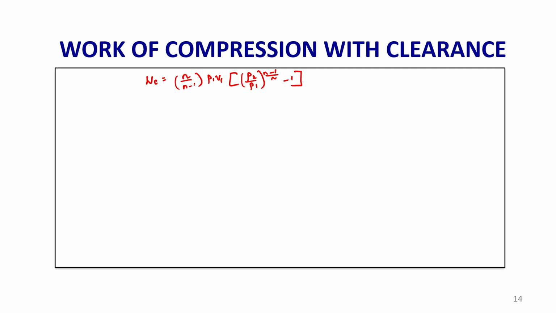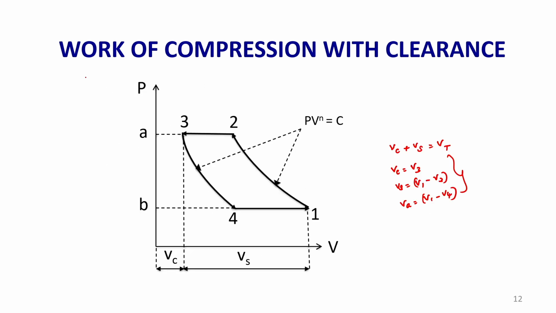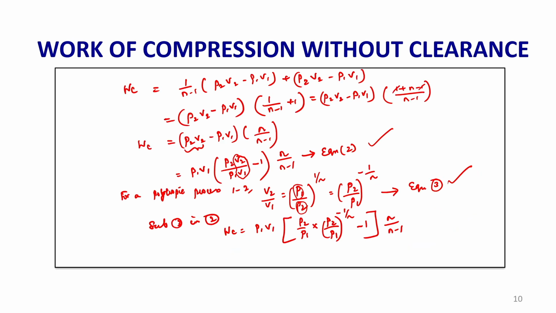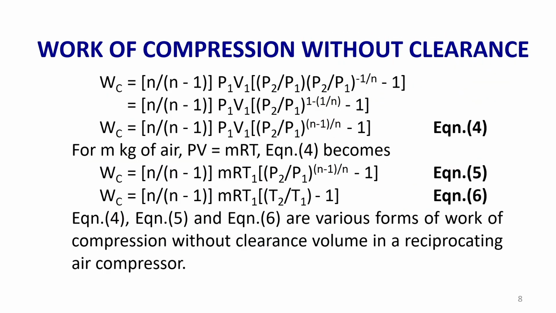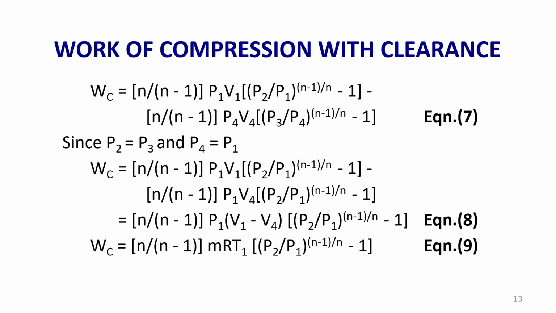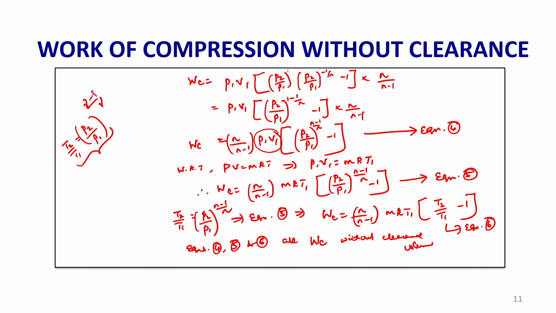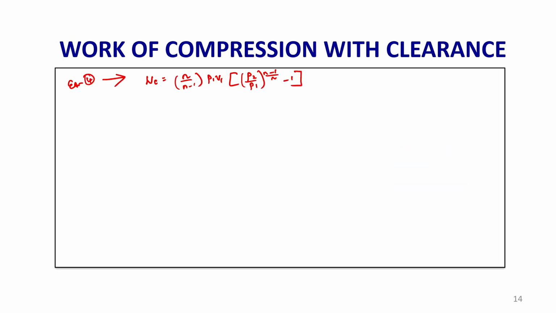So, this is equation 4: n by n minus 1 into P1 V1 into P2 by P1 whole power n minus 1 by n minus 1. Okay, so this is from equation 4. Since I have used equations 4, 5, 6 for the previous one, I am changing this into equation number 7. Let me follow the same numbering which is used in the PPT. So, equation 4 and equation 7 are the same.